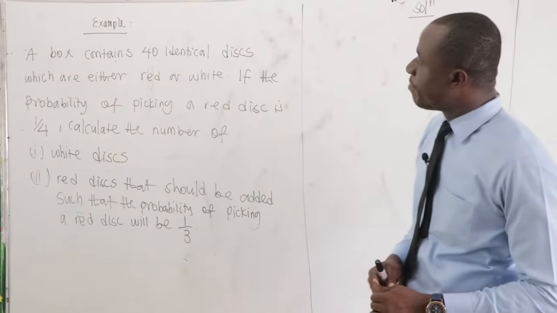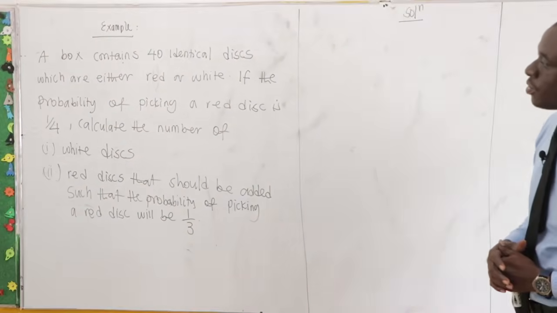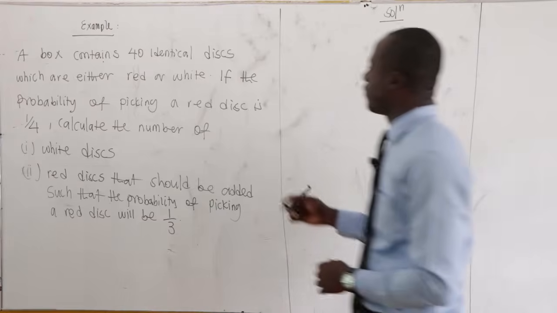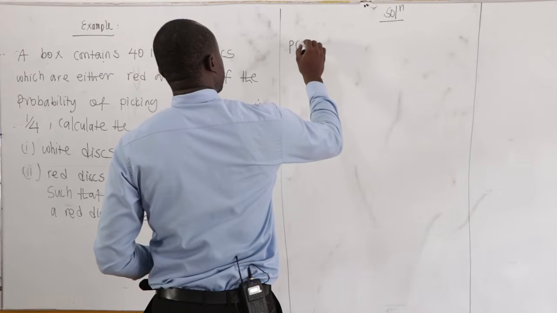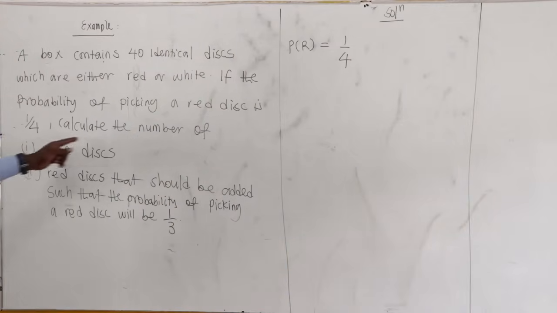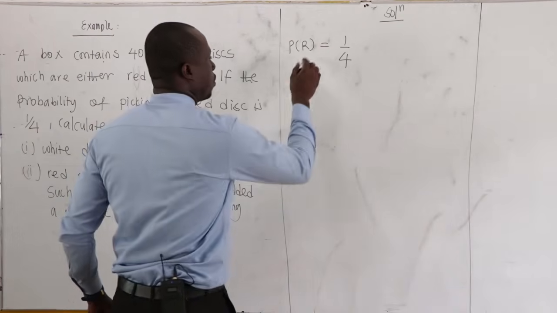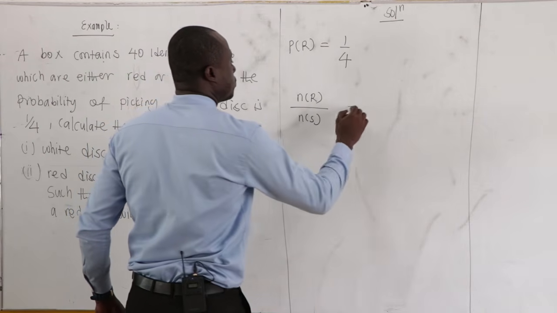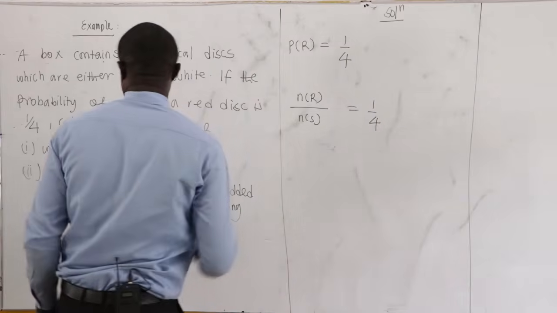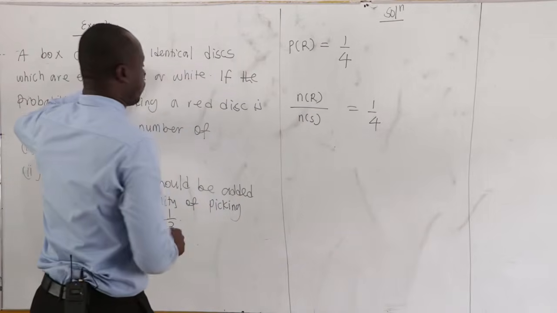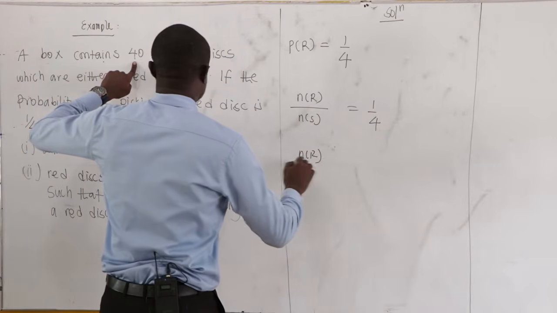Now let's consider this question. A box contains 40 identical decks, which are either red or white. If the probability of picking a red deck is 1 over 4, we should calculate the number of white decks. Now we know that the probability of a red deck is the number of red decks all over the number of sample space, and this is equal to what? 1 over 4. A box contains 40 identical decks, so it means that our number of sample space is 40.